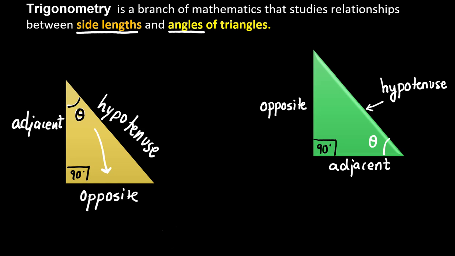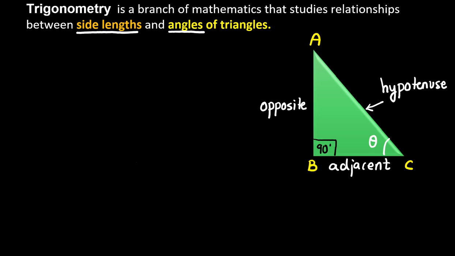Now let us discuss some of the formulas. Okay, so let us talk about the first ratio, and that is sine theta. Sine theta is opposite upon hypotenuse. So in this case, what is my opposite? AB. And what is my hypotenuse? AC.